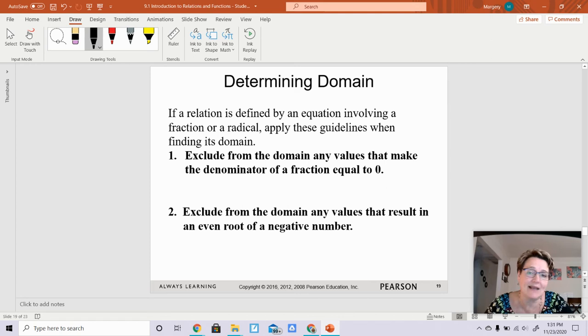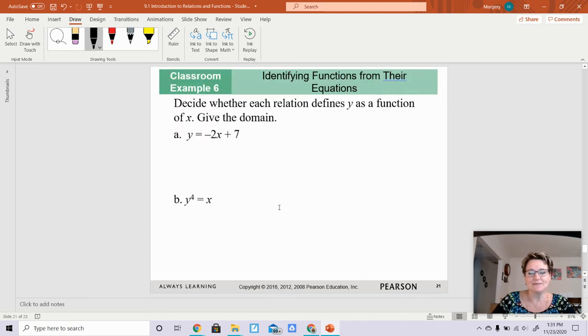Now, sometimes they only want you to tell me what the domain is. And I'm going to go ahead and get started with this one. So first of all, you can do 2 things. You can make yourself a graph if you want to, or you can make yourself a table if you want to. On this one, letter A, it looks like it's in slope-intercept form. So I'm just going to go ahead and graph this real quickly. This is your y-intercept. This is your slope, which is negative 2 over 1. So I'm going to go up 7.